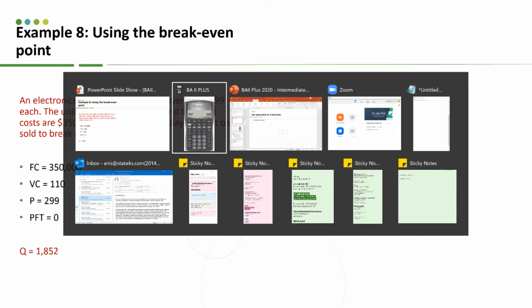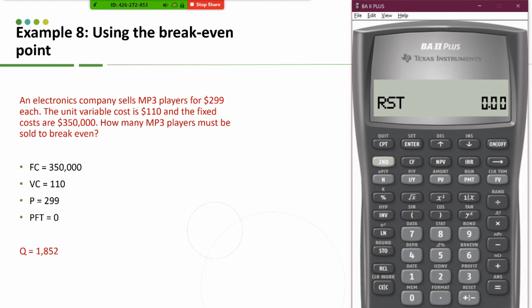So for this type of question, we have a worksheet called break even. It is at number 6 button. So you press second, break even. Your fixed cost is 340K, and then you press enter. Your variable cost per unit, VC, is 110, and then you press enter.